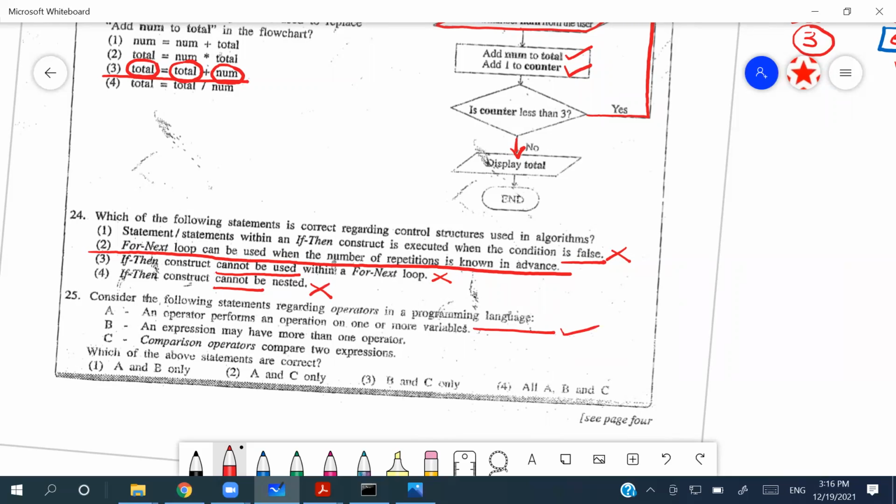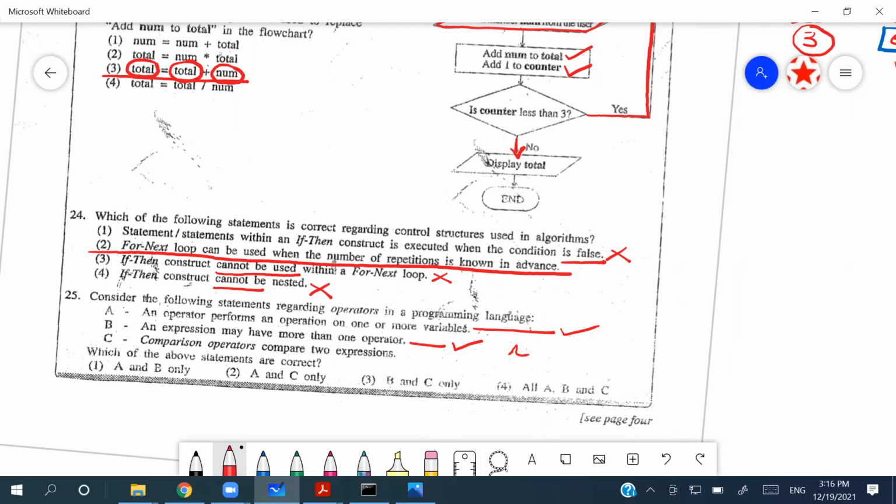An expression may not have more than one operator. No, it may have more than one operator. Hold on, did I read it right? An expression may have more than one operator. Yes, there is no "not". I was just thinking it in my mind. An expression may have more than one operator. Yes, definitely, an expression can have more than one operator.